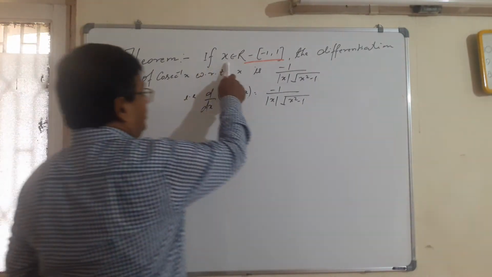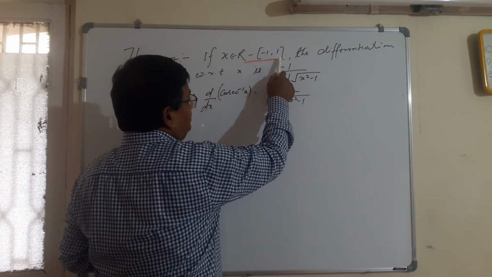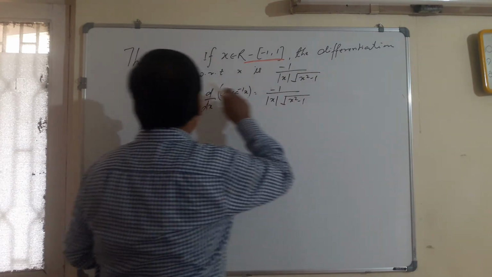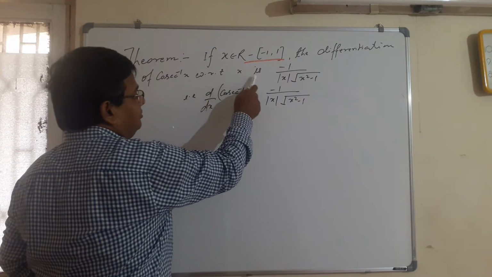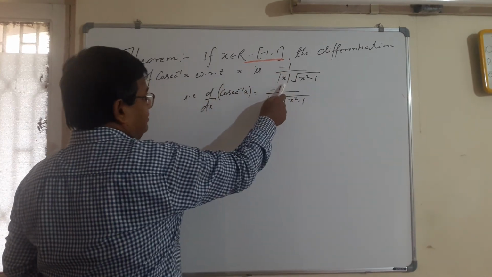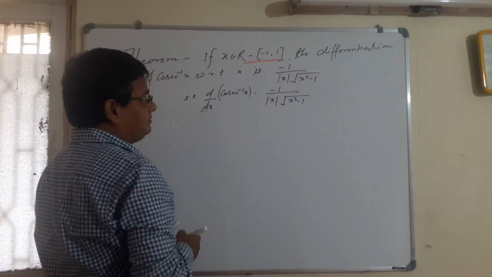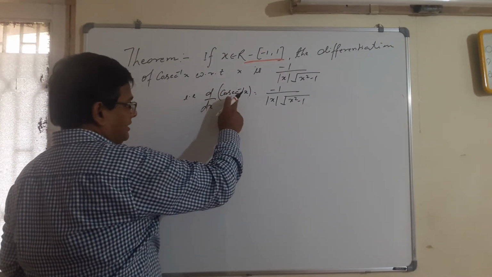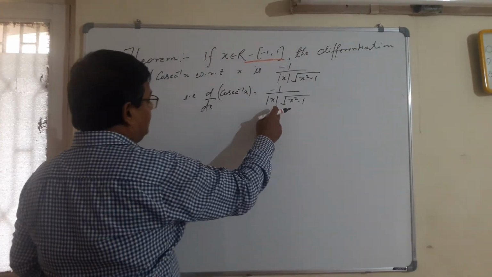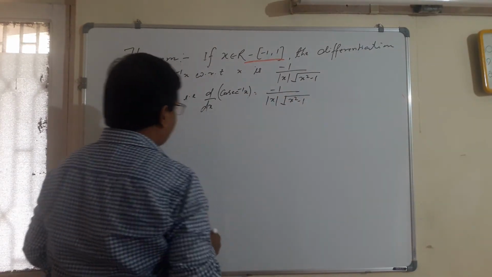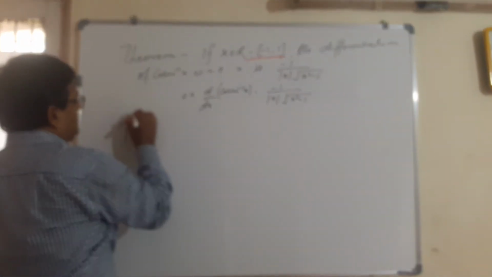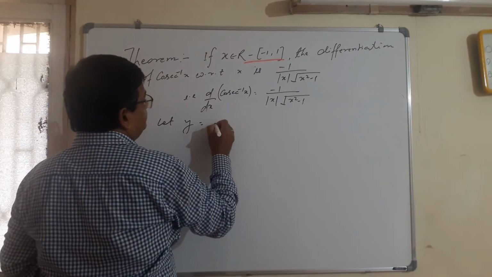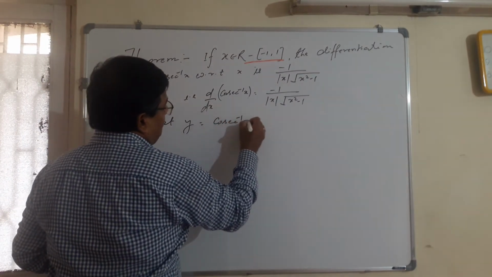Now if x belongs to R except minus 1 to 1, the differentiation of cosec inverse x with respect to x is minus 1 divided by mod of x square root x square minus 1. That is, the differentiation of cosec inverse x is equal to minus 1 divided by mod of x square root x square minus 1. Let y is equal to cosec inverse x.